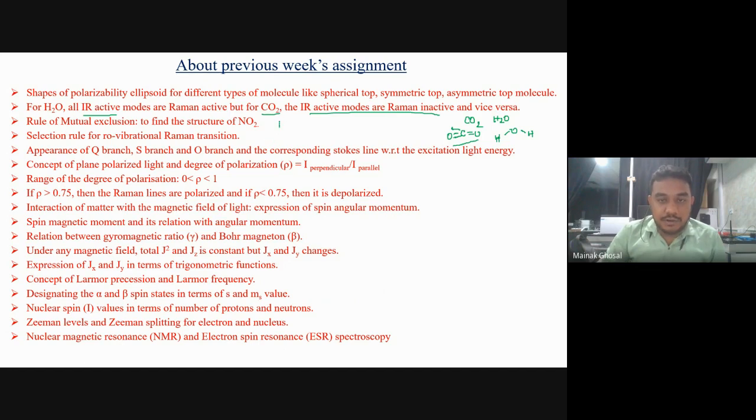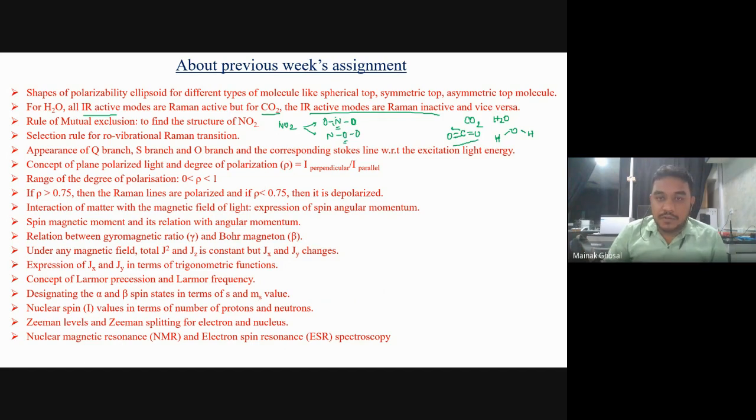Suppose in the case of NO2, this is a molecule. It can take two different conformations. Either this is the conformation or this is the conformation. What is the difference? The central atom is different in both cases. In one case nitrogen is the central atom, and in the other case oxygen is the central atom. So from the rule of mutual exclusion, or by just looking at the IR and Raman spectra, you can easily determine which will be the probable structure.